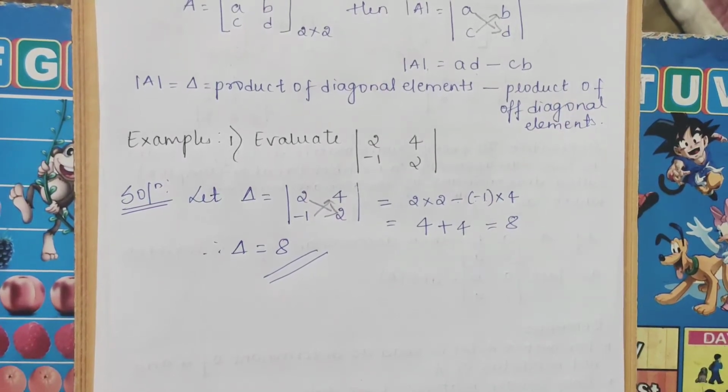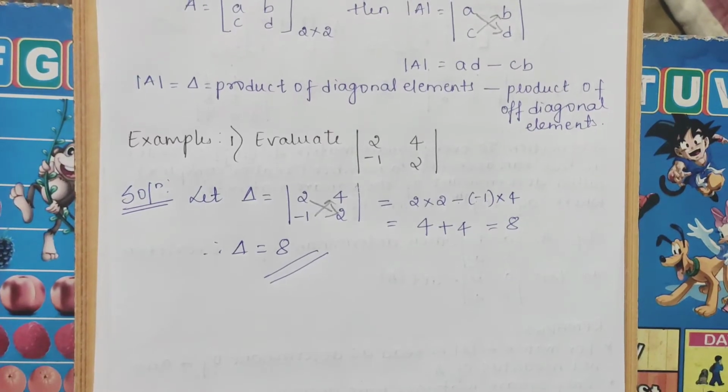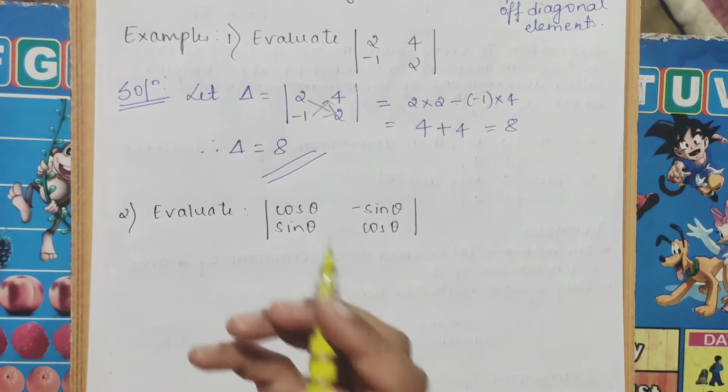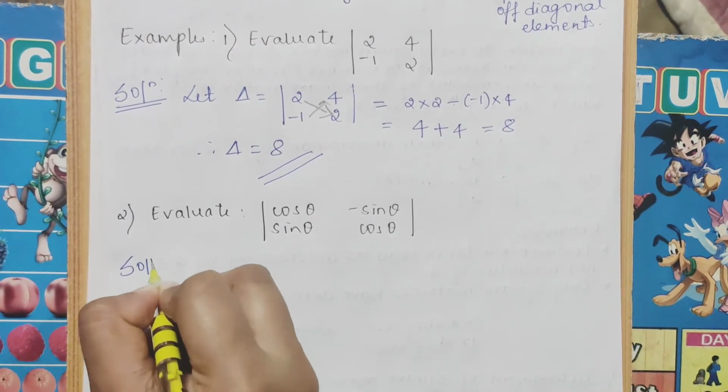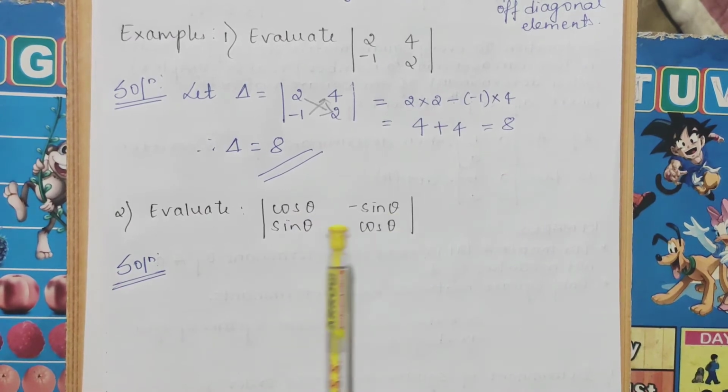I hope it is clear how you have to find it. It is very easy. You just have to remember it this way. Okay, we'll see one more example. Here I have taken one more example for your clear verification. Evaluate cos theta, minus sin theta, sin theta, cos theta. Okay, in the same way.